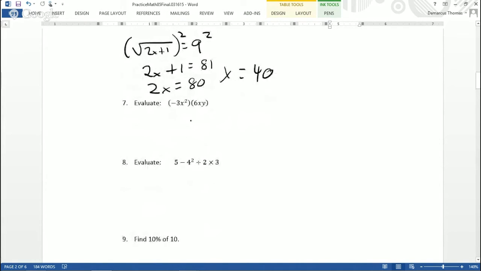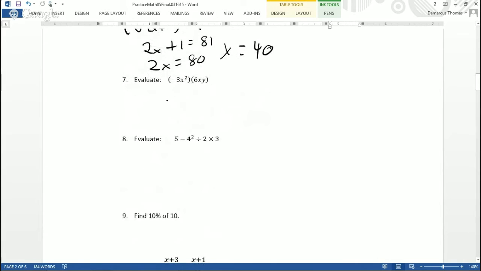Let's move on. Number 7, multiply. And we're basically multiplying 2 monomials together. We're going to get negative 18. Multiply the numbers. And then when you multiply exponents, you add the power. So x squared times x is x cubed. And y is there. That's the only term.